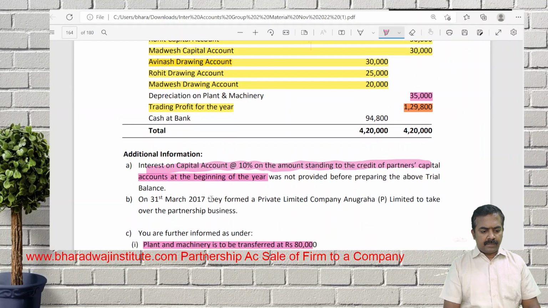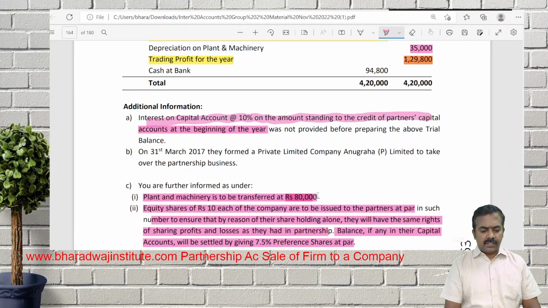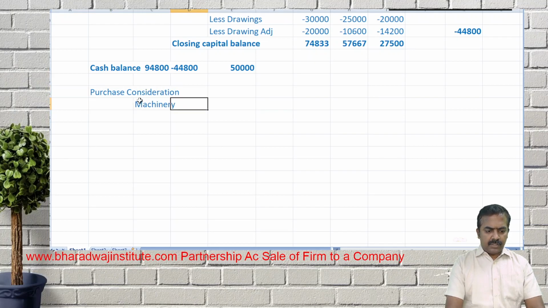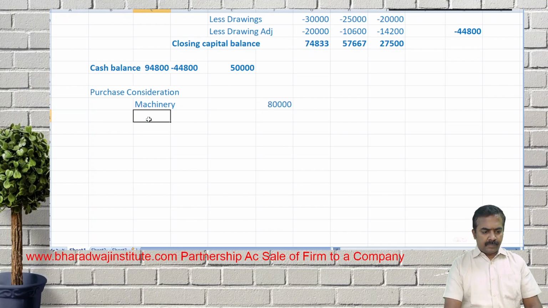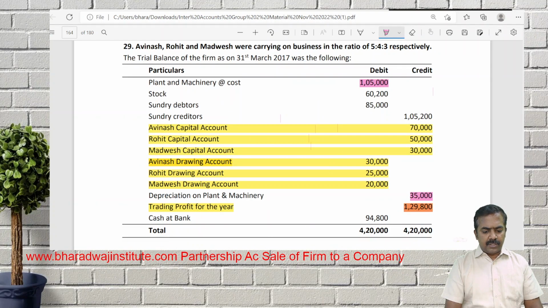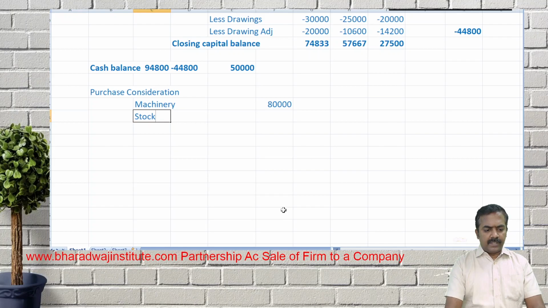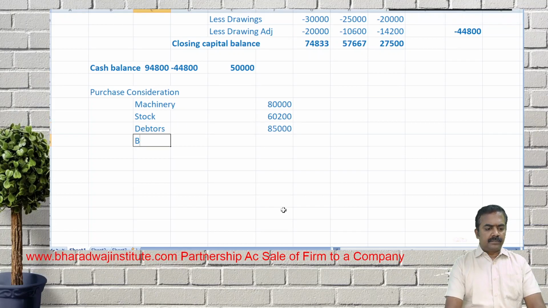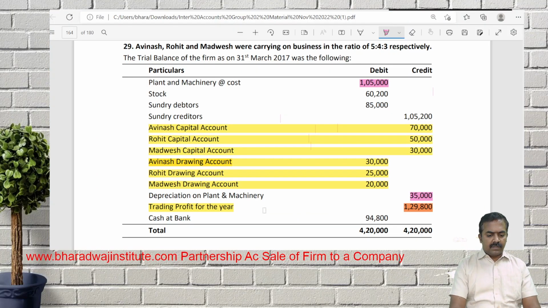What are the assets? Machinery, how much? 80,000. Then, what is the next one? Other assets. What are the other assets? Stock, debtors, you can take book value. Stock, how much? 60,200. Then, debtors, how much? 85,000. Then, bank balance. Bank balance also will be taken over by the company. 50,000. Bank balance.